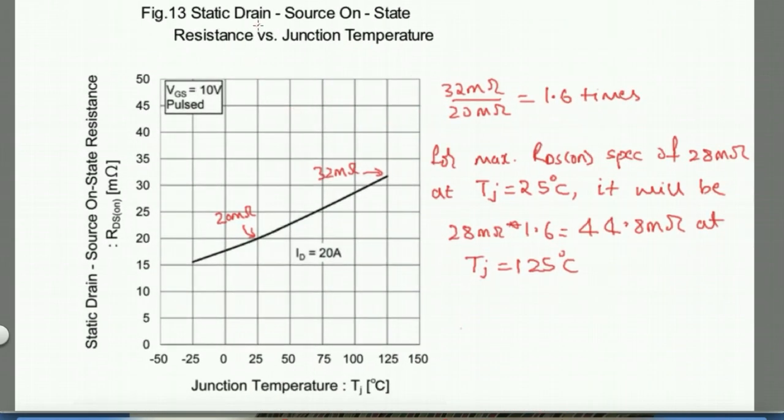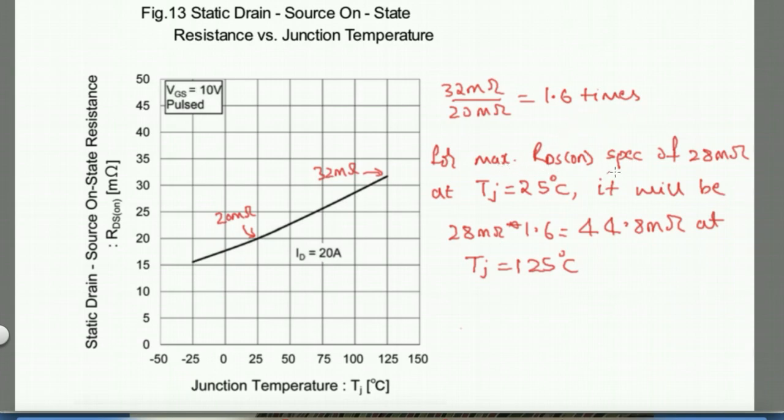Figure 13 provides the static drain source on resistance versus the junction temperature. The drain source on resistance has a positive temperature coefficient, which is very critical in applications which require paralleling of the MOSFETs. At 25 degrees Celsius, the typical drain source on resistance is 20 milliohms, and at 125 degrees Celsius, it is 32 milliohms, which is a factor of 1.6 times higher.